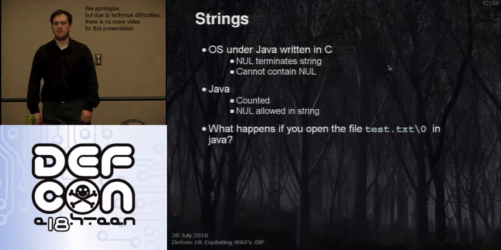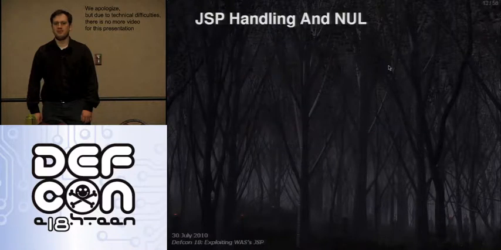So the big question we're going to start with here is what happens if you try to open a file in Java like test.txt\0, so with a null character in Java? Well, actually you get test.txt. This has been known about for a very long time. Just the specific instance has been talked about by some people on the web, but it's been known and used in Tomcat exploits for quite a while.